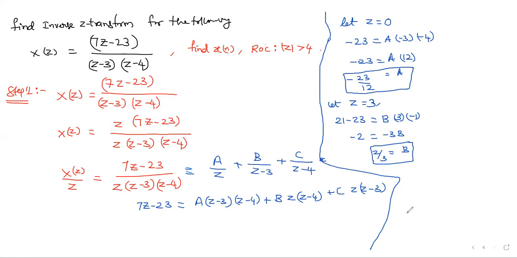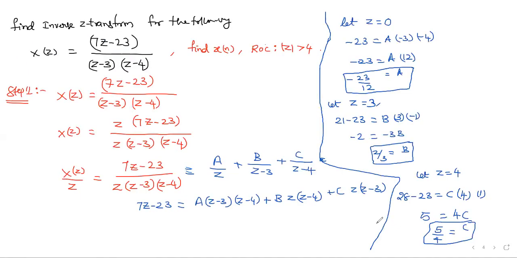Is it right? Now let z equal to 4. Now the first term will cancel, the second term will cancel, only the third term will be there. 7 4s are 28 minus 23 is equal to c into 4, the z value 4. 4 minus 3 is 1. So now this will become 4 into 1. Now 28 minus 23, 5, is equal to 4c. What is the c value? 5 by 4.